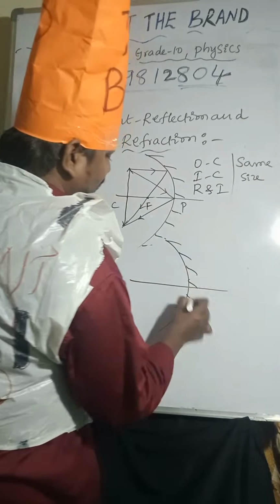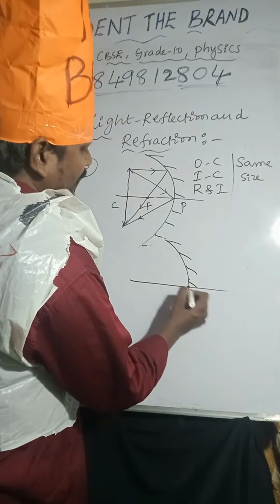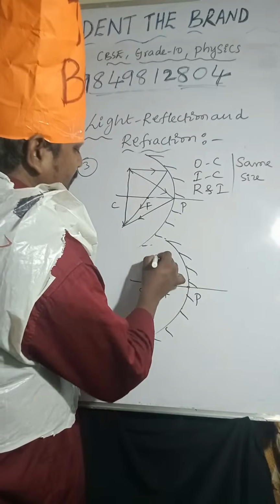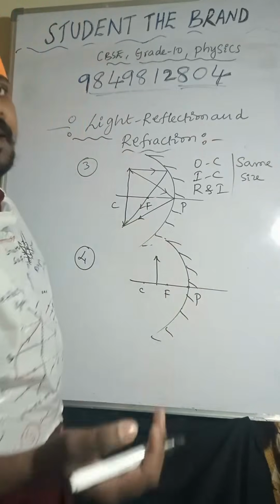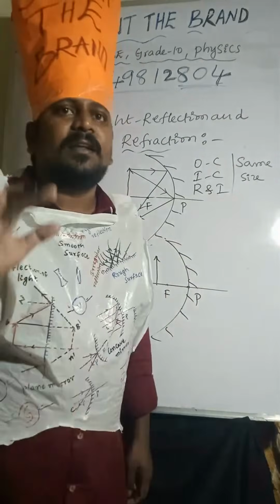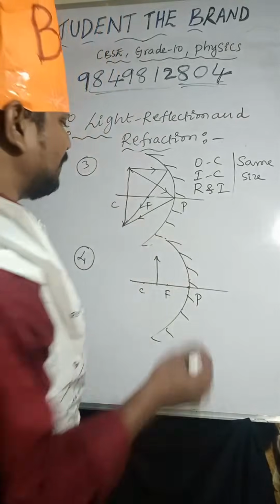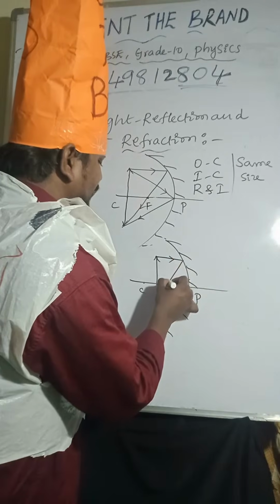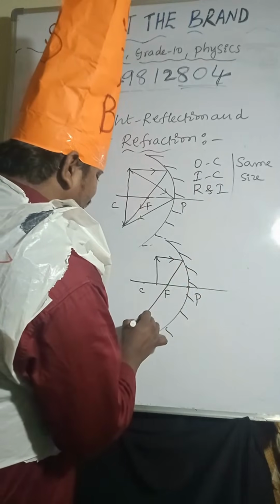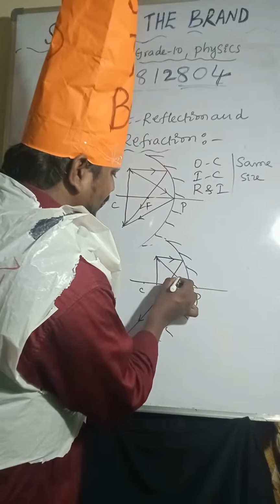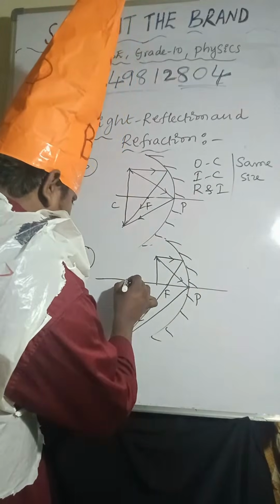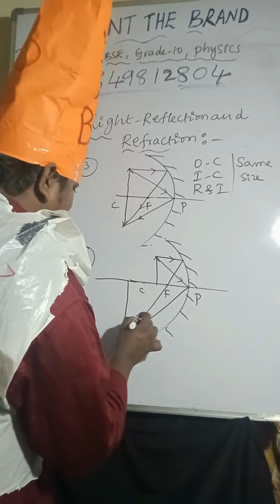Here you can observe the pole, focus, center of curvature. Object is placed between C and F. How many light rays are required to form the image of the object? Minimum 2 light rays are required. One light ray I am taking like this, it passes through focus. Another light ray I am taking like this, incident at the pole, so it reflects back. Now you can observe here, the image will form here.